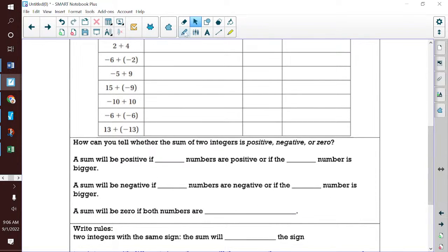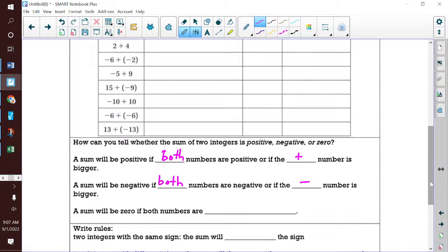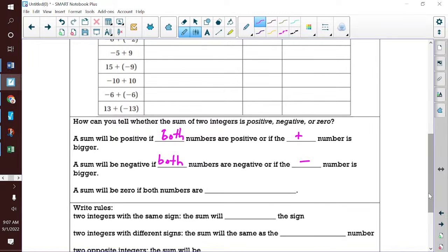A sum will be positive if both numbers are positive, or if the positive number is bigger. A sum will be negative if both numbers are negative, or if the negative number is bigger. And when I say bigger, I mean that it's further away from 0. And then a sum will be 0 if both numbers are opposites.